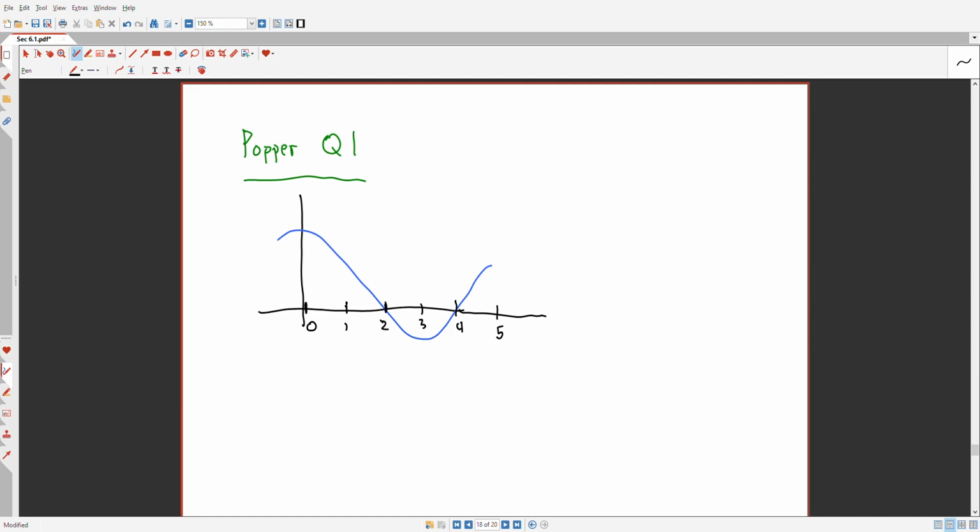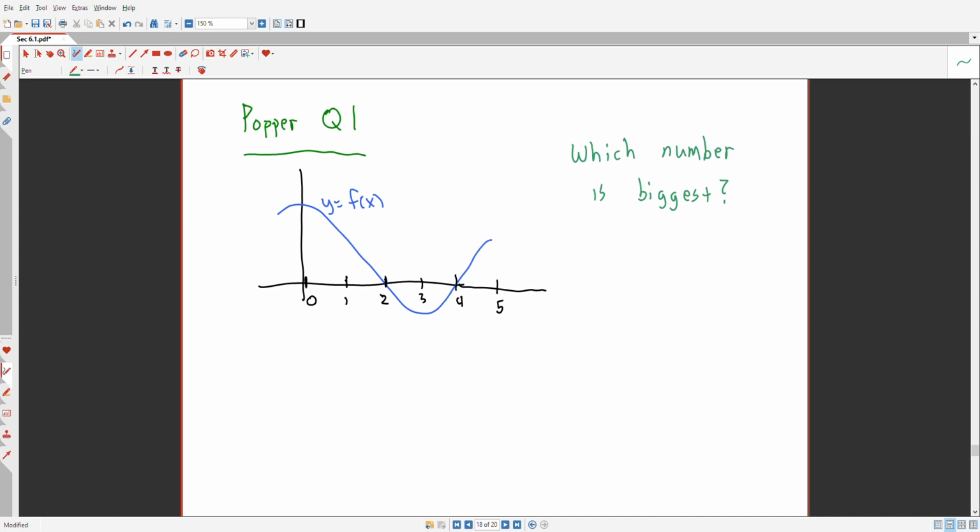And so here's my question for popper 1. It's about this function, y equals f of x. My question here is, which number is biggest. So I'm going to give you several numbers, maybe 4 or 5, and I just want you to record the biggest one.